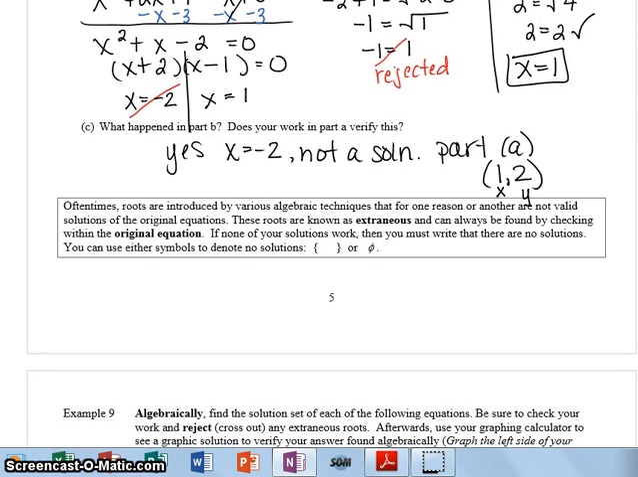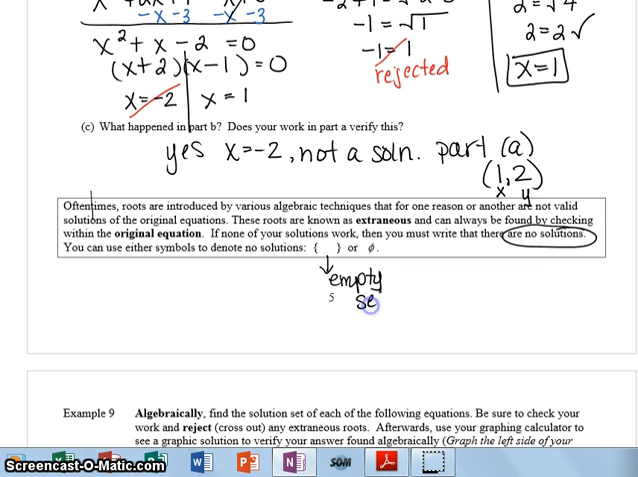Okay, something's really, really important here. Oftentimes, roots are introduced by various algebraic techniques that for one reason or another are not valid solutions to the original equations. These roots are known as extraneous and can always be found by checking within the original equation. If none of your solutions work, then you must write that there are no solutions, guys. Sometimes they both get rejected. Okay, this is called the empty set.